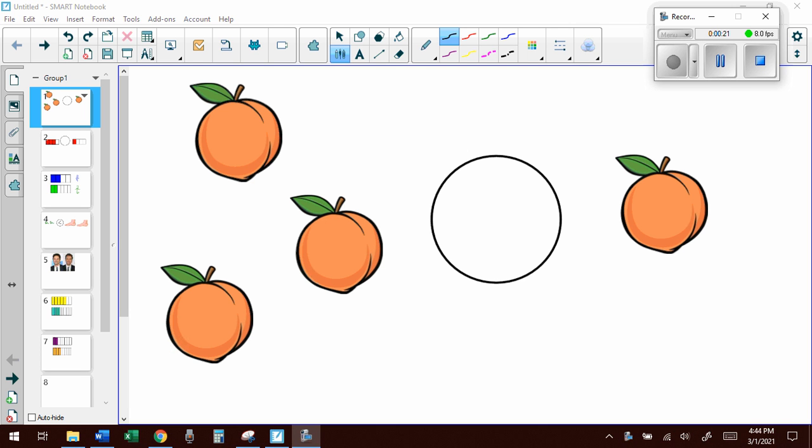So let's start out with, Zern wants me to use apples, but I like peaches more. So I'm going to use peaches. What's greater here? One peach? Three peaches. So I could say that three peaches is greater than one peach.